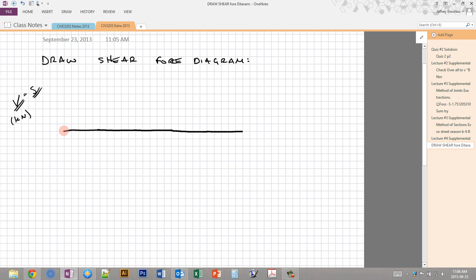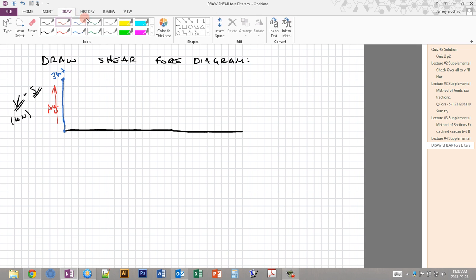So we just draw up. We start at 0. We draw up a straight line, and at the top, this is equal to 36.7. This is like I've gone up AY. These things in red you don't have to draw on the shear force diagram. I'm just drawing them for clarity.